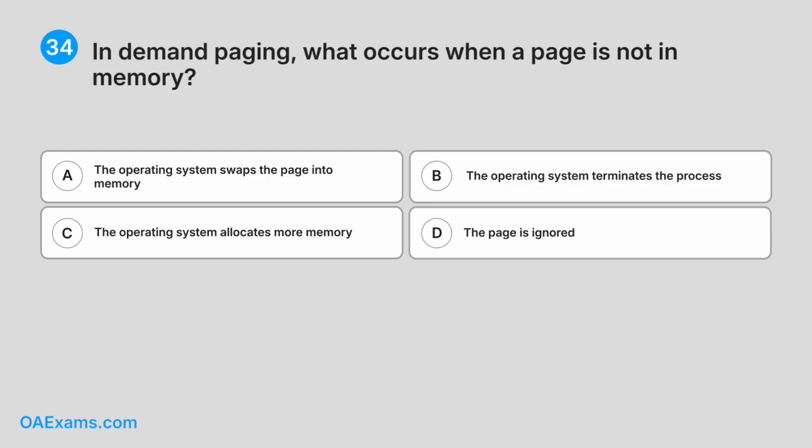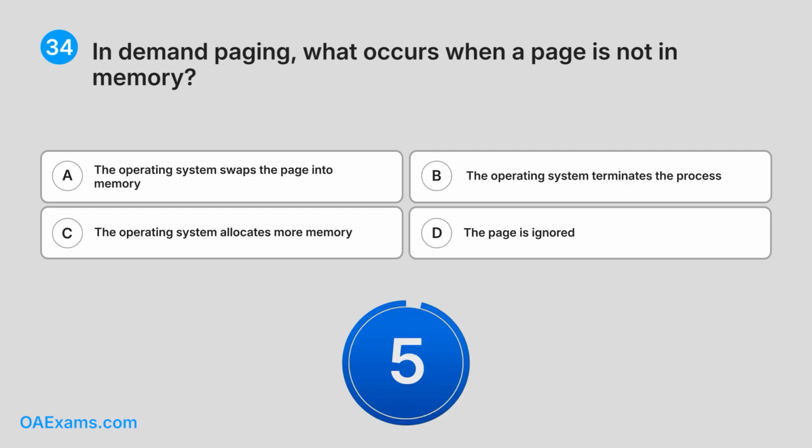34. In demand paging, what occurs when a page is not in memory? A. The operating system swaps the page into memory. B. The operating system terminates the process. C. The operating system allocates more memory. D. The page is ignored. Do you know the answer?